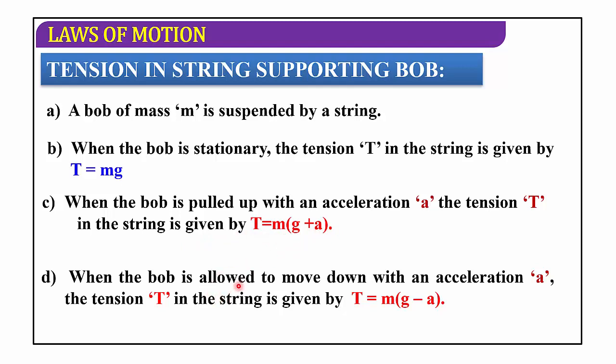The next point, when the bob is allowed to move down with an acceleration a, then tension is T equals m into (g minus a). Is it clear? When it is at rest, mg. When it moves up, g plus a. When it moves down, g minus a. Here we considered the string has negligible mass.